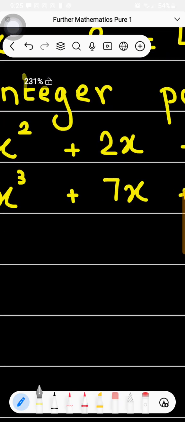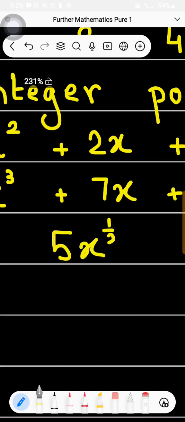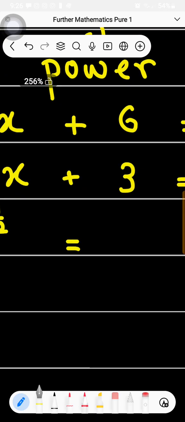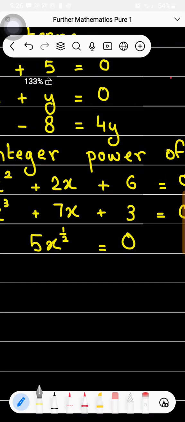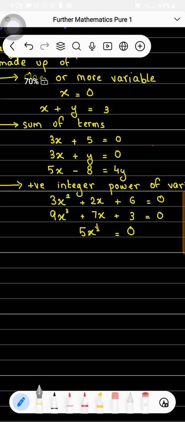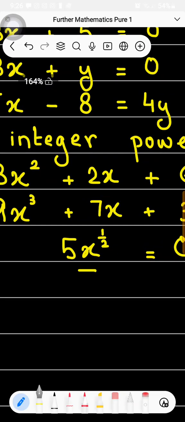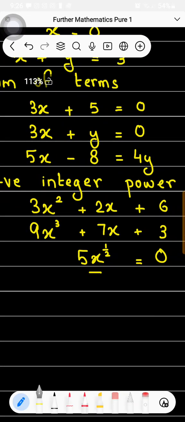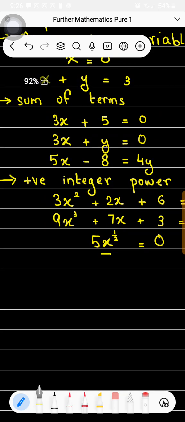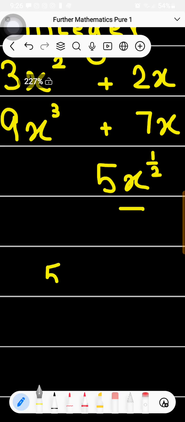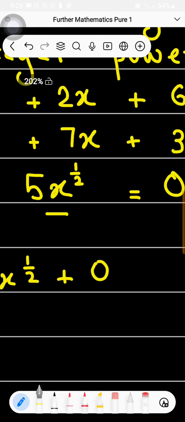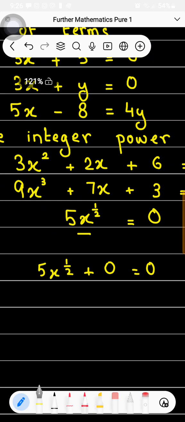Now the third equation is 5x^(1/2) = 0. Is it a polynomial equation or not? First check the first condition: one or more variables. Yes, there is one variable, so the first condition is correct. Now sum of terms. Are there any sum of terms? In reality, yes, it is like this: 5x^(1/2) + 0 = 0. So yes, it satisfies this.